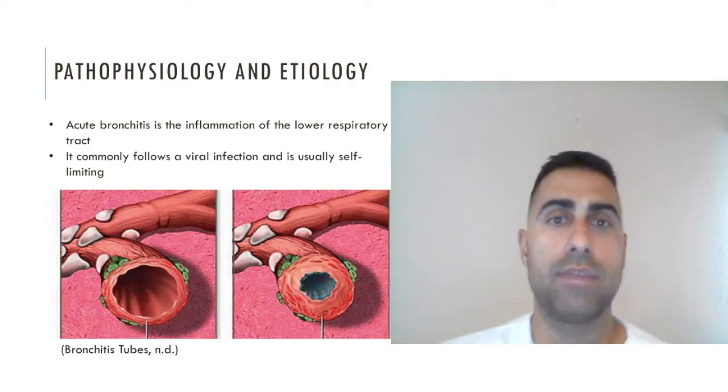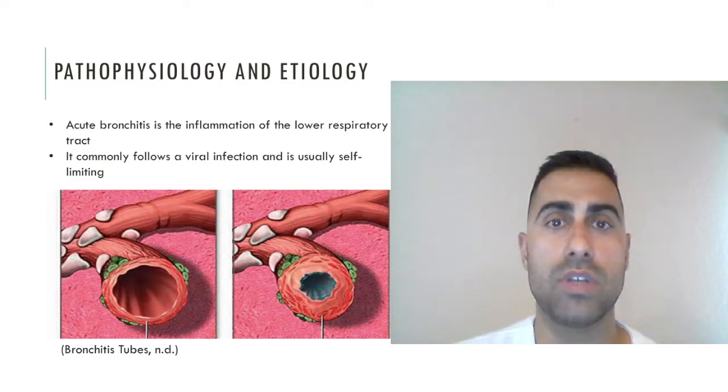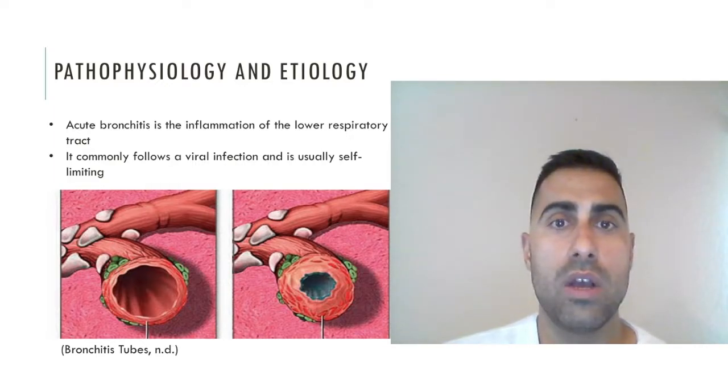There are two types of bronchitis, acute and chronic, but for this presentation I'll be focusing on acute bronchitis. Bronchitis is characterized by the inflammation and narrowing of the bronchial tubes of the lower respiratory tract. Acute bronchitis commonly follows a viral infection such as the flu virus or common cold and is usually self-limiting. But even after the infection has been killed, the cough can linger for several months afterwards.